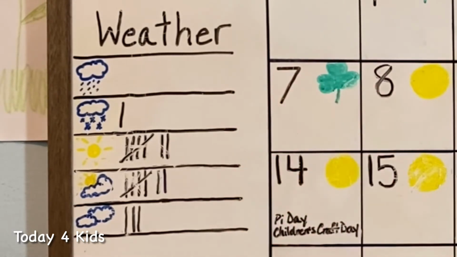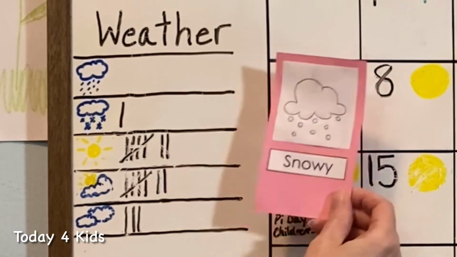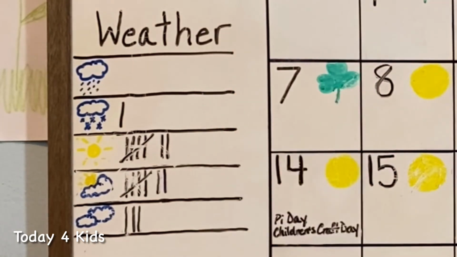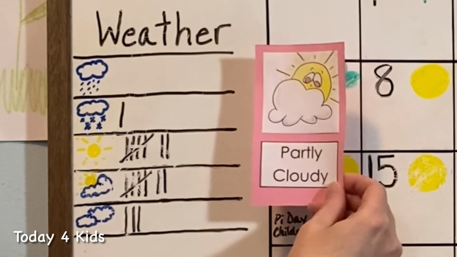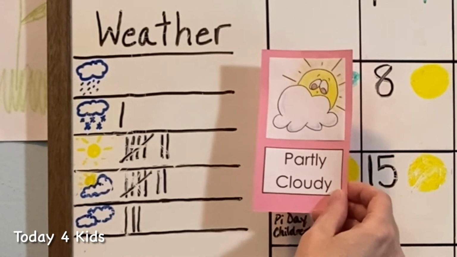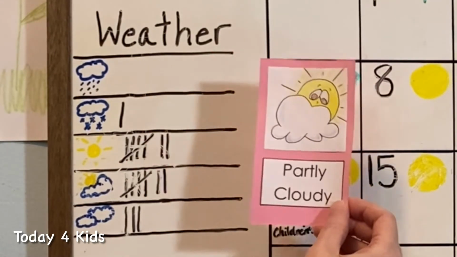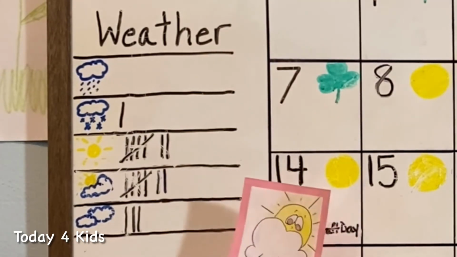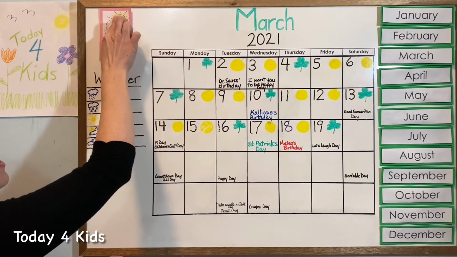It's not cloudy today. What about snowy? Is it snowy where you are? Nope, not for me. What about partly cloudy, partly sunny? That's what we have going on today. It's sunny, but we also have some clouds. So we're going to put that on the weather chart.